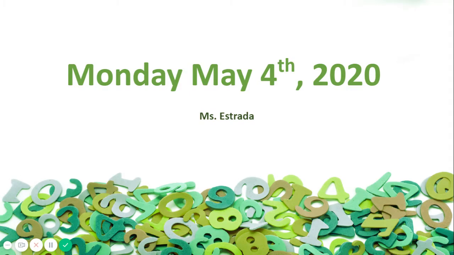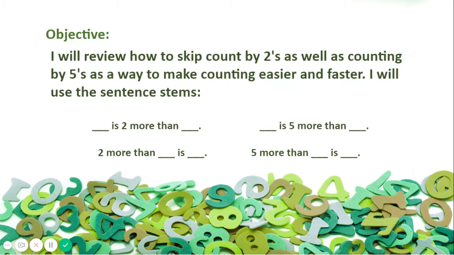And this week we're going to start working with skip counting by 2's, by 5's, by 10's, up to numbers to 120. Today's objective says, I will review how to skip count by 2's as well as counting by 5's as a way to make counting easier and faster. I will use the sentence stems blank is 2 more than blank, 2 more than blank is blank, blank is 5 more than blank, 5 more than blank is blank.